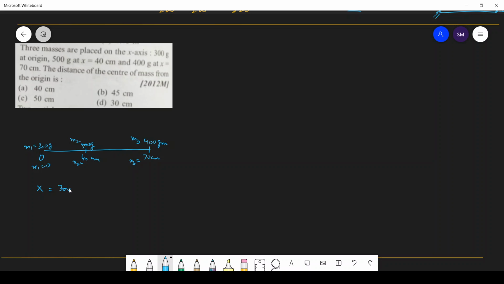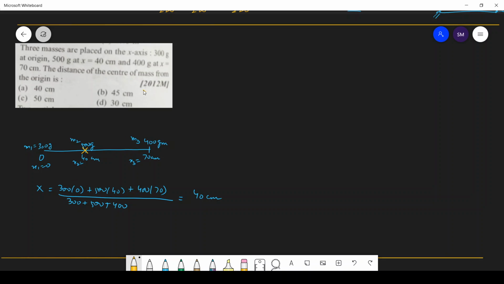So it's 300 into 0 plus 500 into 40 plus 400 into 70, divided by 300 plus 500 plus 400. So what's the answer? 40 centimeter. So your center of mass lies over here, exactly where the M2 is. Okay, got it?